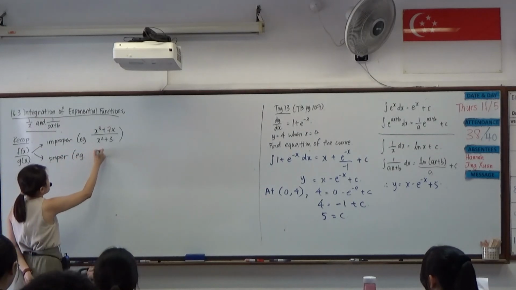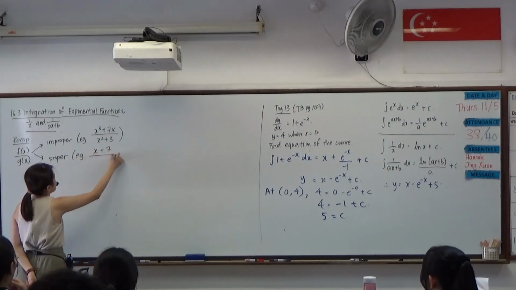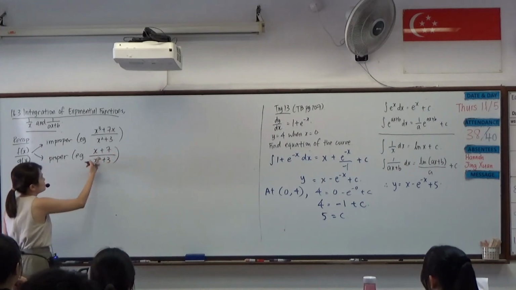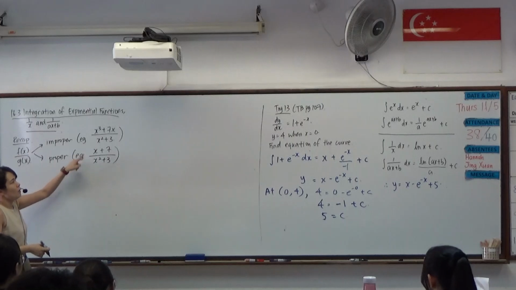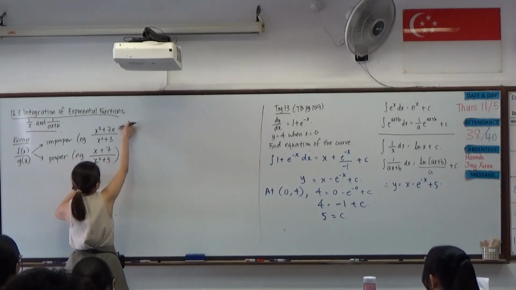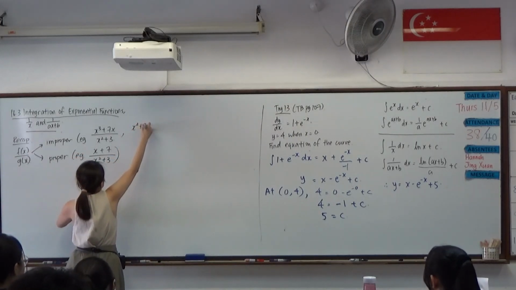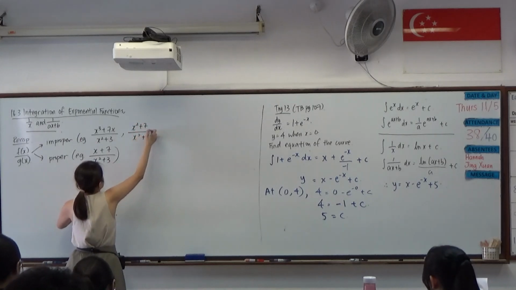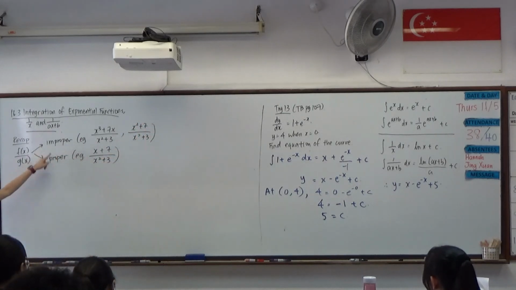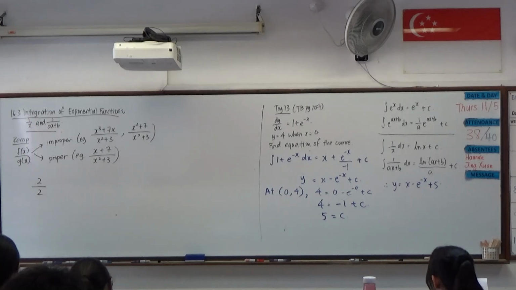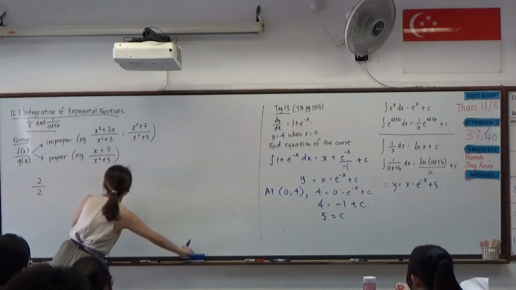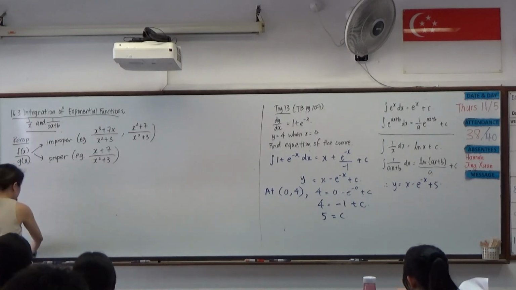Proper would be maybe something like x plus 7 over x squared plus 3, whereby the top is smaller than the bottom. When the degree is the same, like that, it is still considered improper, because as a fraction, if I have 2 over 2, I can still simplify it. So that's the definition of proper and improper.